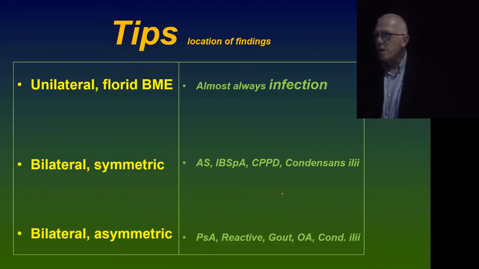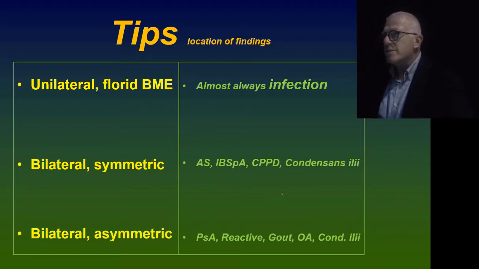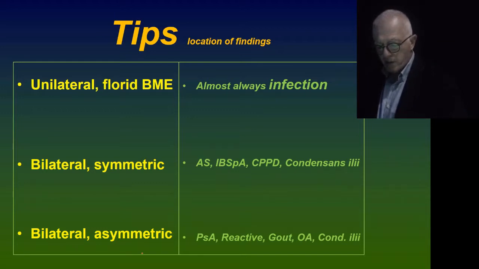Okay? So some tips for you. If we see unilateral involvement with florid, very intense edema and enhancement, then this is almost always infection. If we have bilateral symmetric, it's ankylosing spondylitis, as we mentioned in the previous case, but this can be seen also in inflammatory bowel disease spondyloarthropathy, of course condensans ilii, and also CPPD, which is rather rare in the sacroiliac joints, and bilateral asymmetric psoriatic arthritis, as we have seen, reactive, also gout and osteoarthritis at condensans ilii.